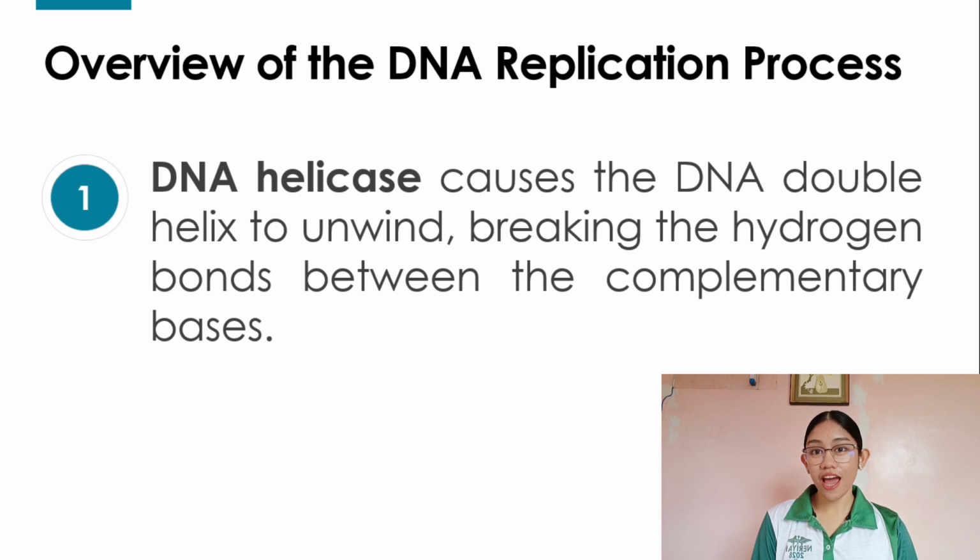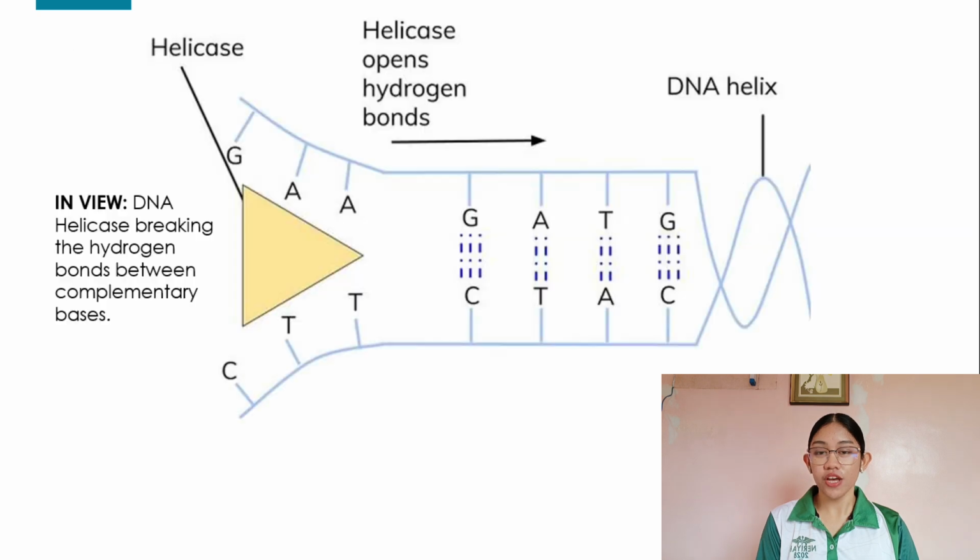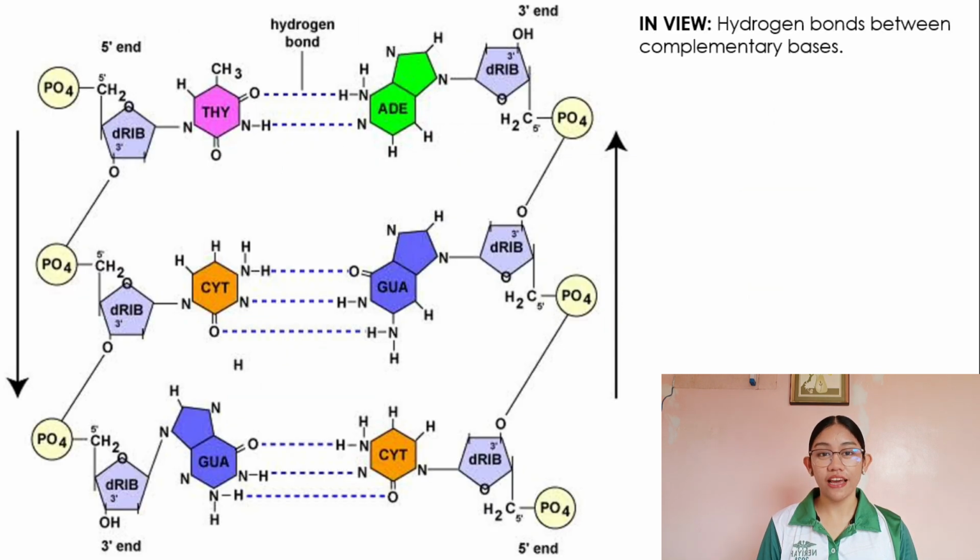First, DNA helicase causes the DNA double helix to unwind, breaking the hydrogen bonds between the complementary bases. Now, DNA helicase is actually an enzyme. So as you can see in this picture, kaning DNA helicase, its mechanism can be compared to that of scissors. Pag gunting nimo sa papel, matunga siya. Maupod na ang trabaho sa DNA helicase. Iyang guntingon ang hydrogen bonds between the complementary bases aron dili na sila connected.